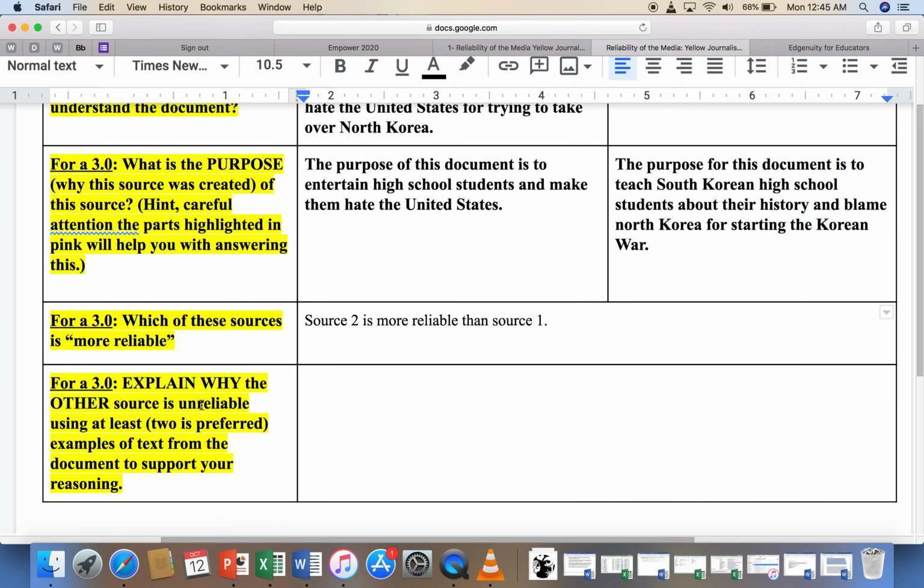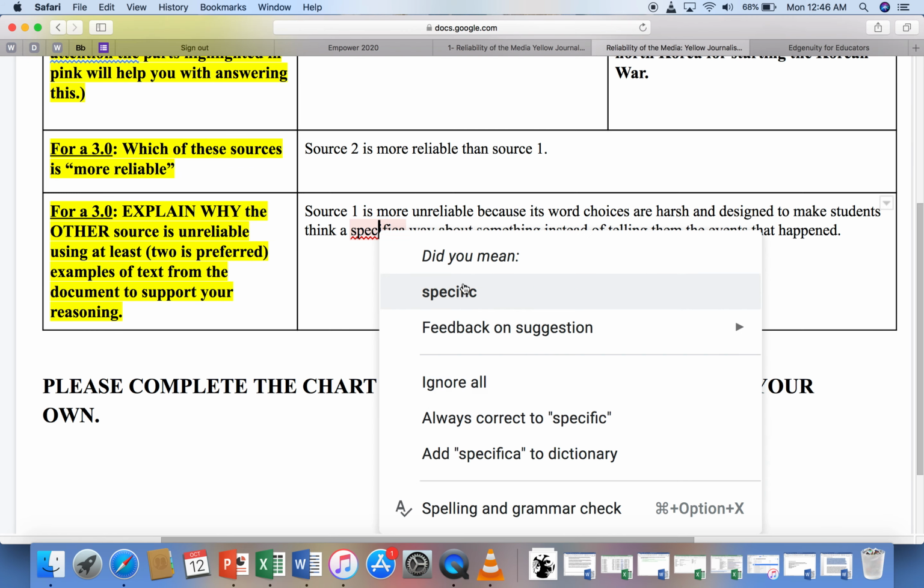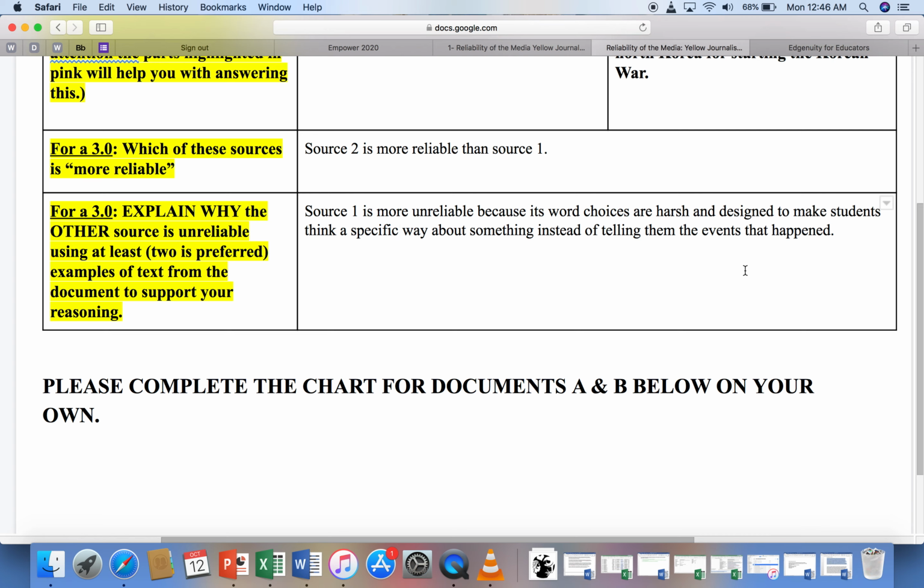Down here is where I say, explain why the other source is unreliable. So source 1, right, the other source, we said source 2 is the most reliable. Source 1 is more unreliable because its word choices are harsh and designed to make students think a specific way about something instead of telling them the events that happened, right? So they're so much more concentrated on, hey, America is evil, America is imperialist, America is terrible, right? They furiously did this, rather than explaining what actually happened.